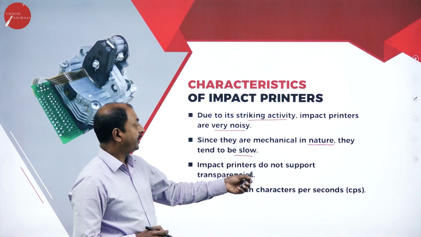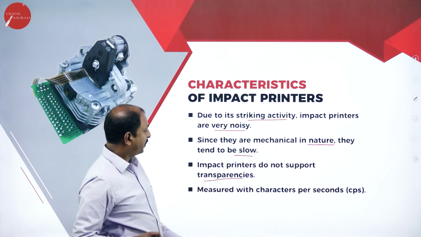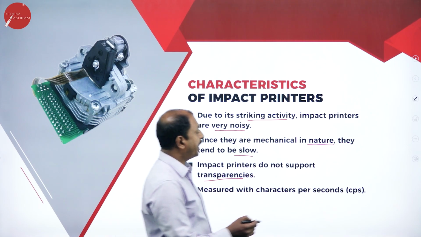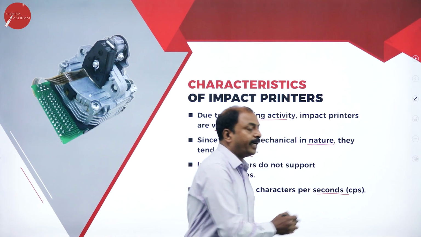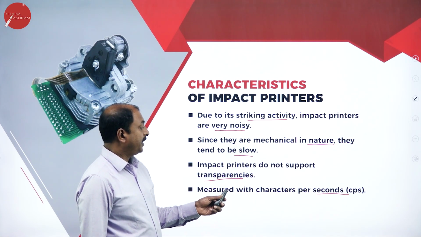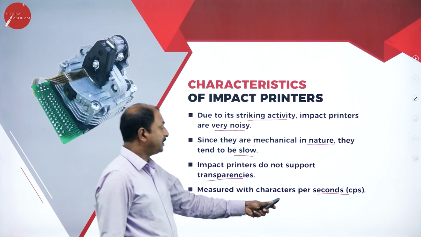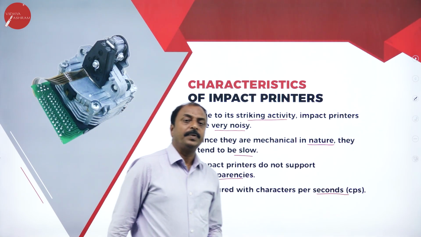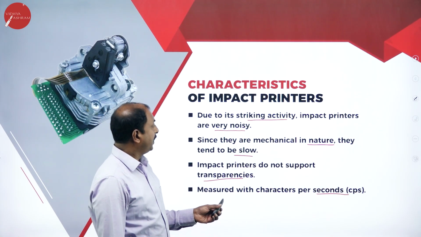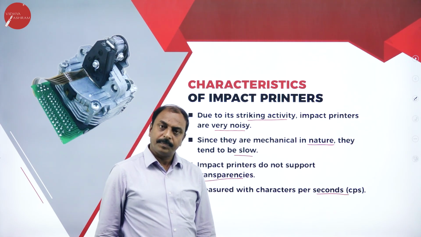And impact printers do not support transparencies. Next one is, it is measured with characters per second. We can measure the speed of the printer by its printing characters per second. So this is the unit to measure the speed of the printer. So these are a few characteristics of impact printers.